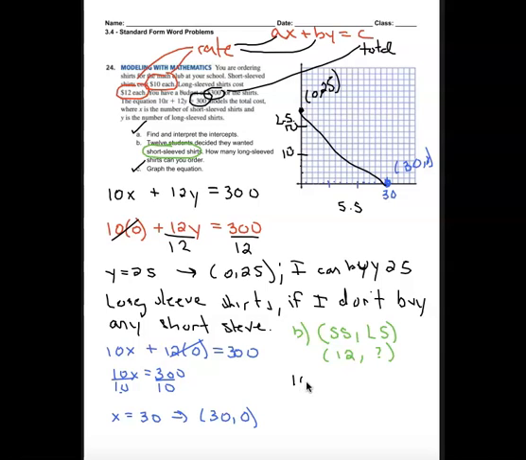So here's 10 times, not X, but 10 times 12 plus 12Y equals 300. 10 times 12 is 120. Subtract it from both sides, you get 12y is equal to 180. And 180 divided by 12 is equal to 15 long sleeve shirts.